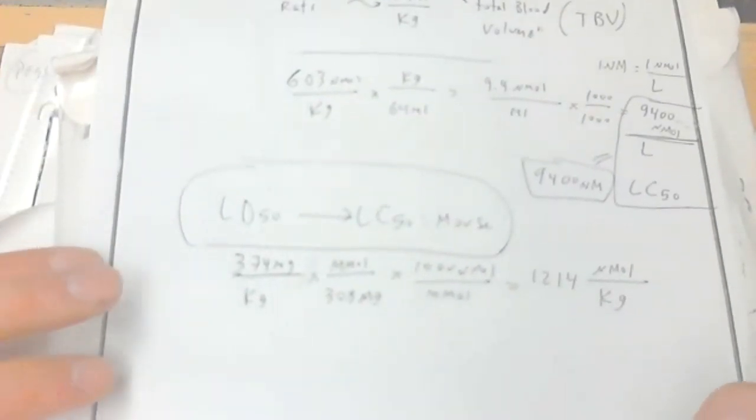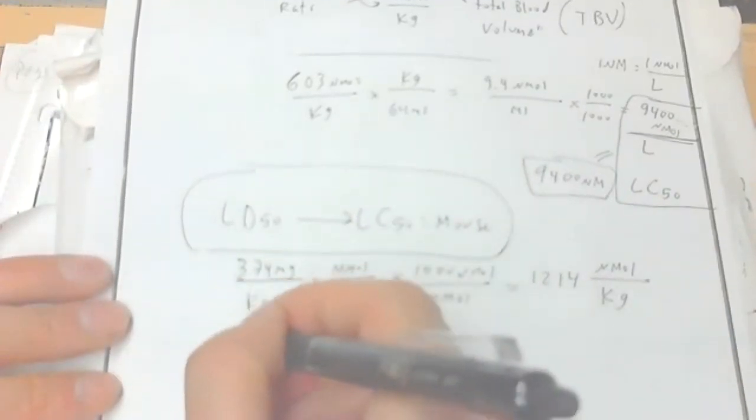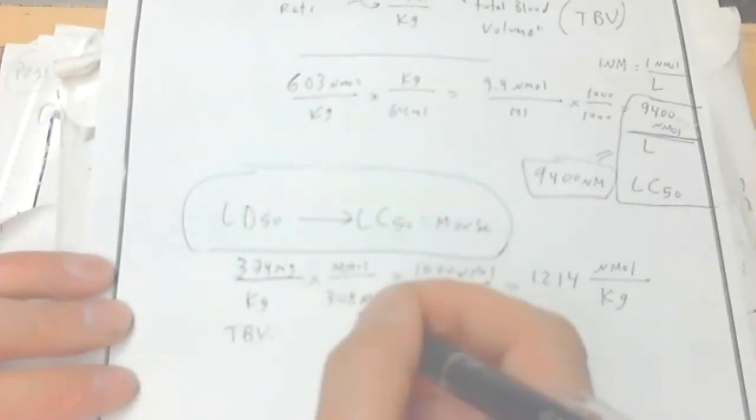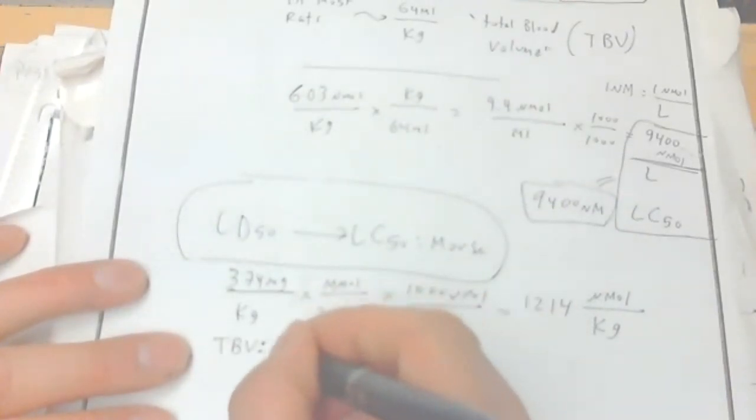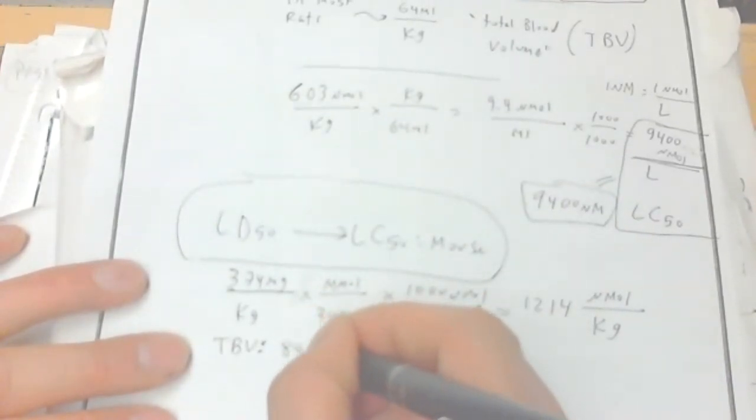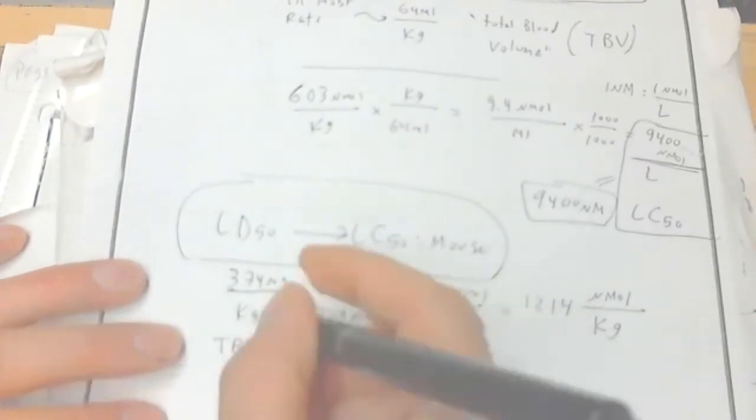Okay, and so then we just use a different total blood volume for a mouse, which is a little bit higher than a rat, but it's normalized by the mass of the mouse. So it's 80 mils per kilogram.